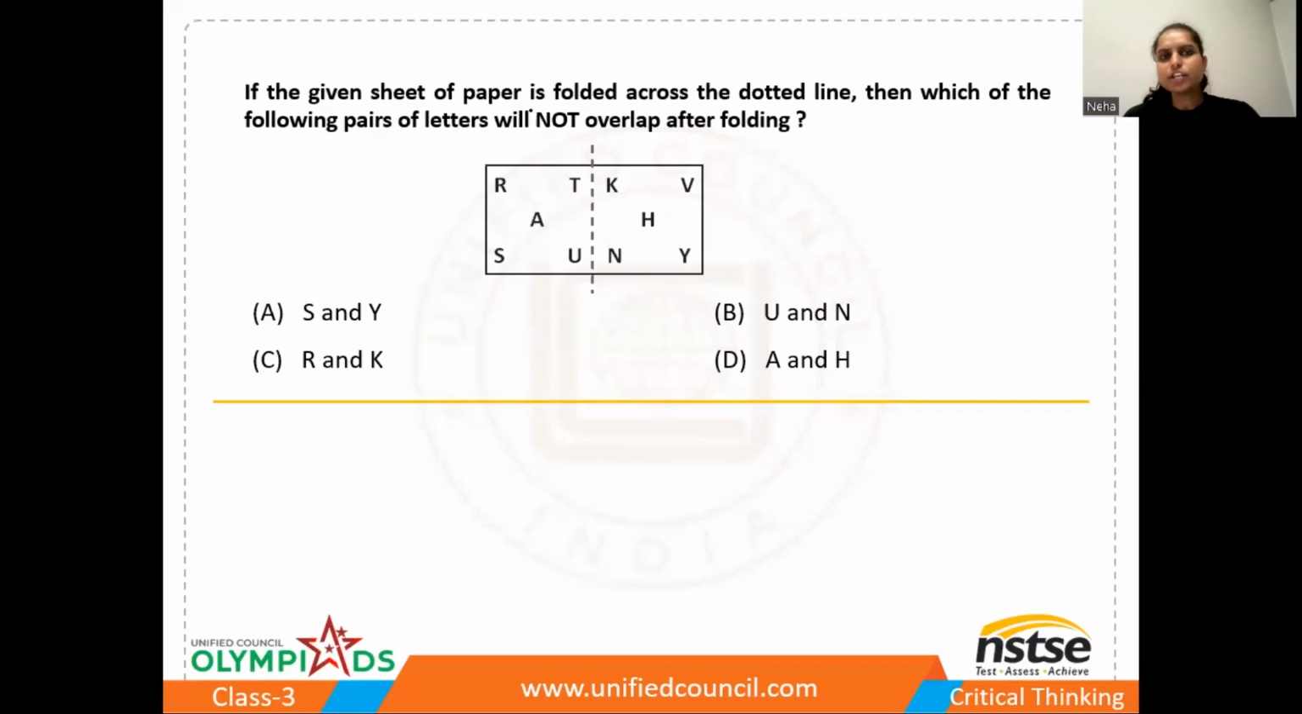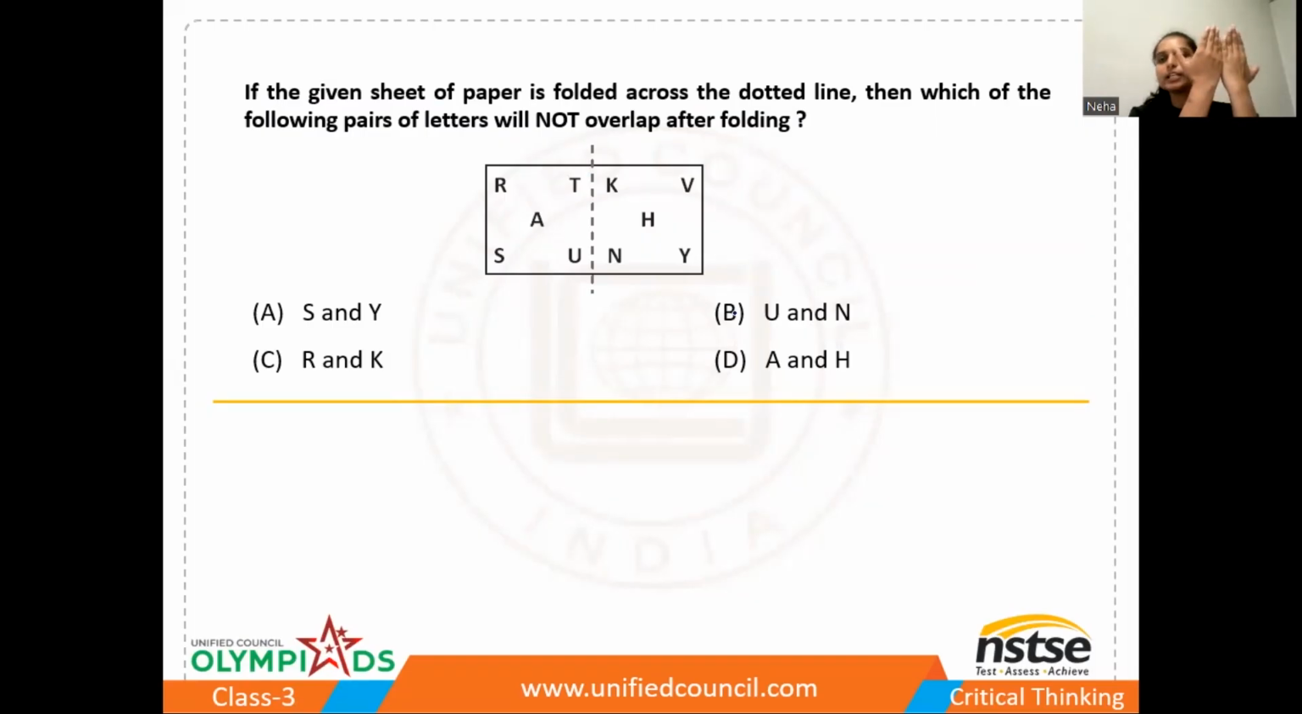If the given sheet of paper is folded across the dotted line, okay, so one sheet of paper is given and we want to fold the paper along this dotted line, then which of the following pairs of letters will not overlap after folding? Okay, so basically there is a paper and I want to fold it like this, right? I want to fold it like this. So which parts will overlap each other?